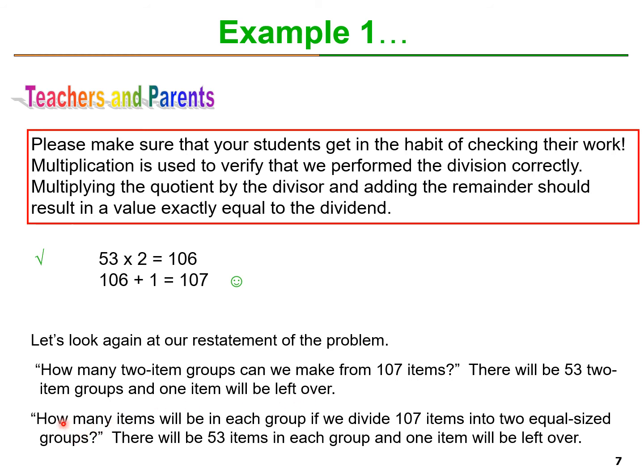And the other way to look at the problem is how many items will be in each group if we divide the total number of 107 items into 2 equal-sized groups. There will be 53 items in each group. And again, 1 item will not be in a group. It'll be left over. It will be the remainder.